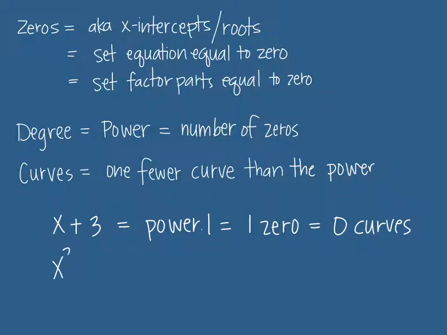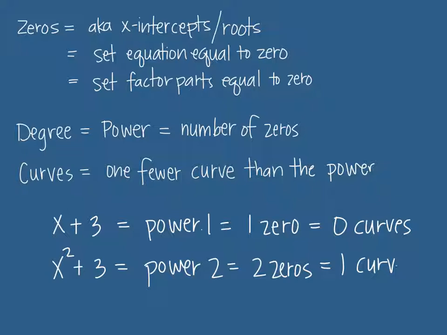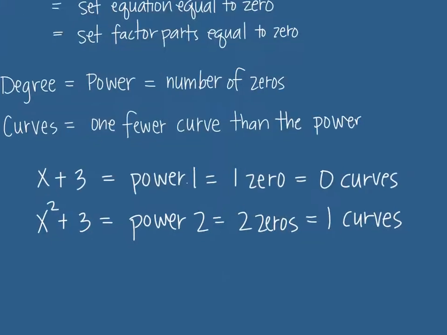But if you make x squared plus 3, that's power 2. That's going to have 2 zeros, and it's going to have 1 curve. And what does its graph look like? A parabola has 1 curve, and it crosses the x-axis twice.